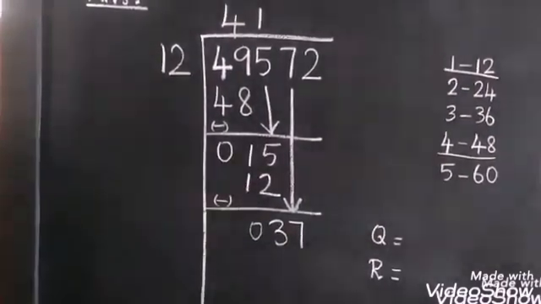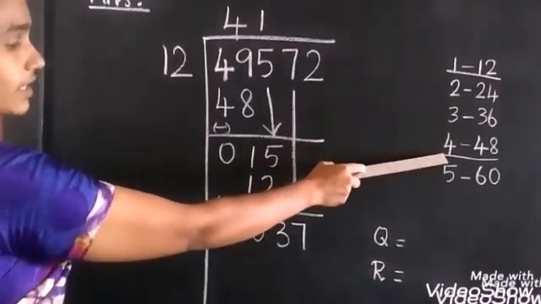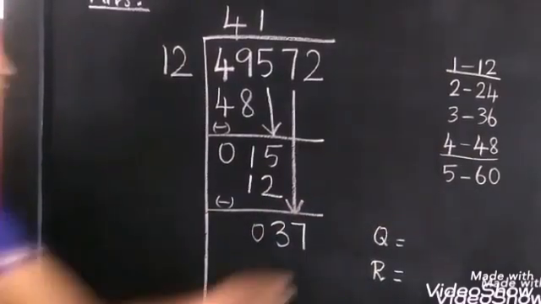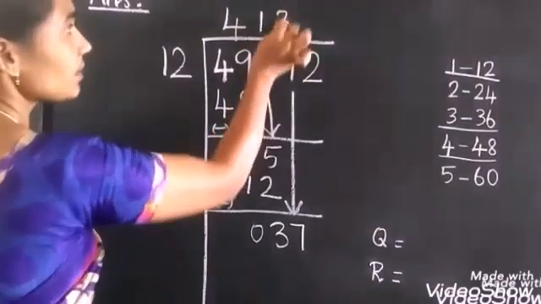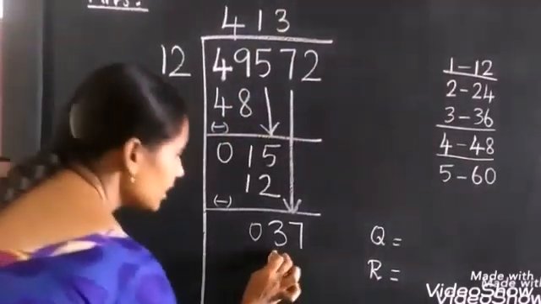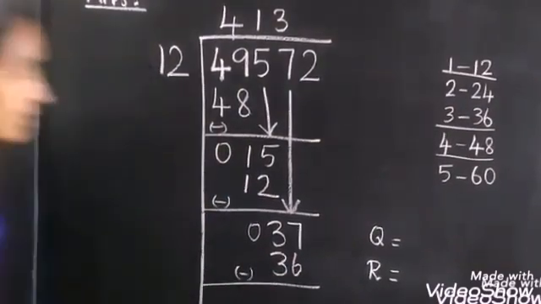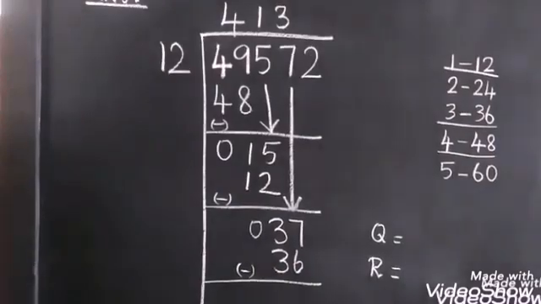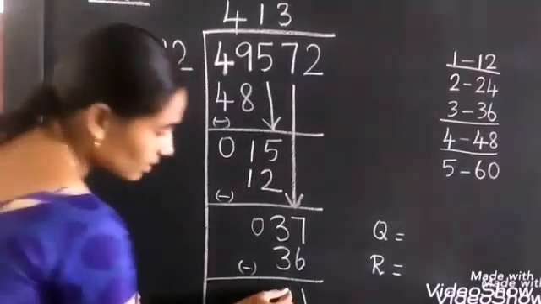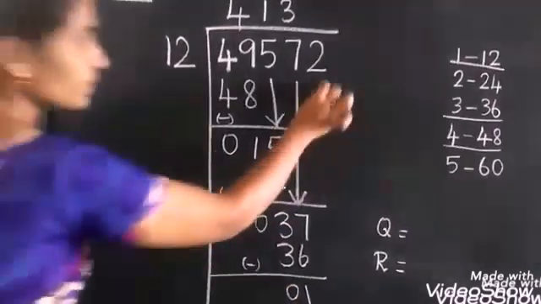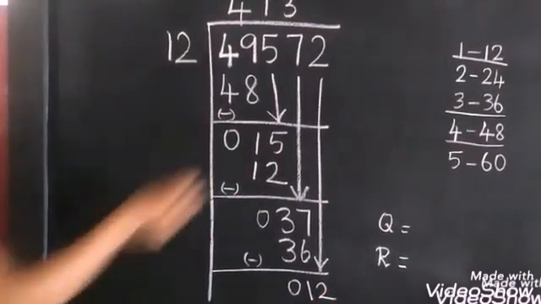Then we move to the next digit 7. Now we have 37. We have to divide this by the 12 table. In the 12 table, 37 how many times? 3 12s are 36, 4 12s are 48. We have to use 3 12s are 36. 3 in the quotient place, and here we write 36. Now we have to subtract this. 7 minus 6, 1. 3 minus 3, what will come? 0. Very good.